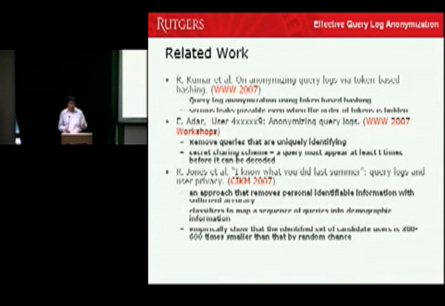There's other work by Jones et al., again at CIKM 2007. So as you can see, there's a lot of work in the last year or so which has been looking at this topic. There they use classifiers to map a sequence of queries into demographic information. And again, they show that you can identify candidate users much better using query logs than just by random chance. So they're really saying there is a problem with this. They don't really give that many solutions on what you can do about it.